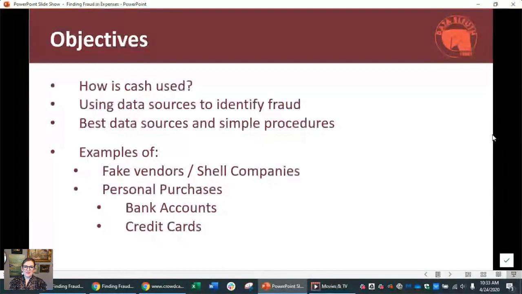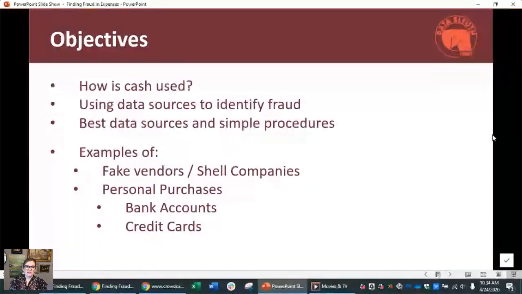All right, so today we're going to talk about how cash is used. Last week, we talked about how cash can be stolen in two broad ways: as it comes into an organization, a business, a nonprofit, it really doesn't matter, and how it leaves the organization. So today we're going to talk about how it leaves the organization. We're not talking about financial statement fraud today. We're talking about how someone can get their hands on cash as it leaves.